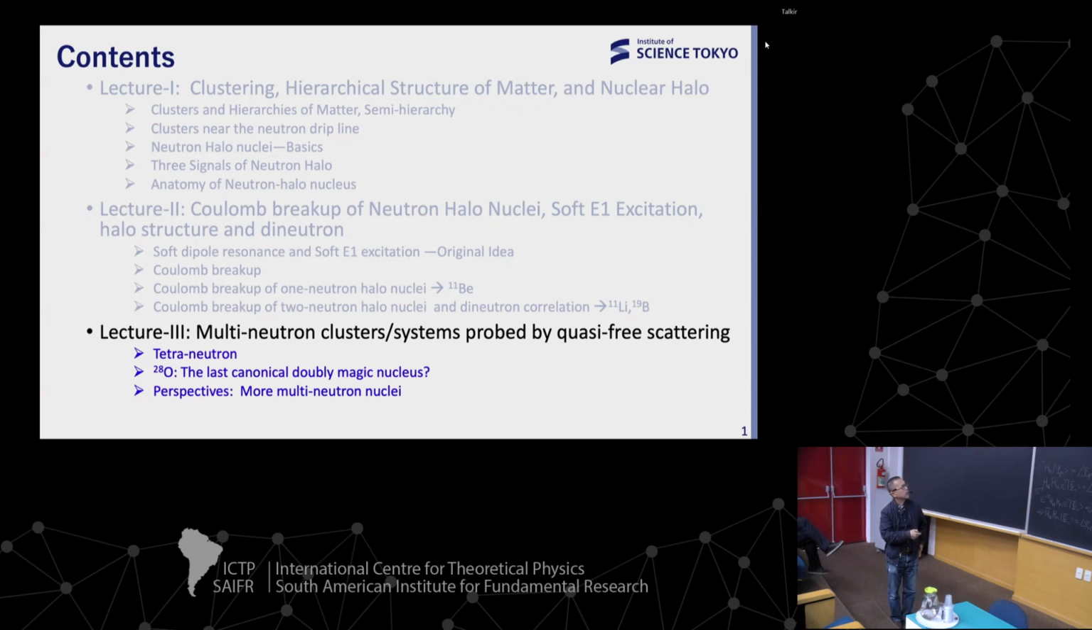Multi-neutron clusters and systems followed by quasi-free scattering reactions, mainly focusing on tetraneutron and oxygen-28.